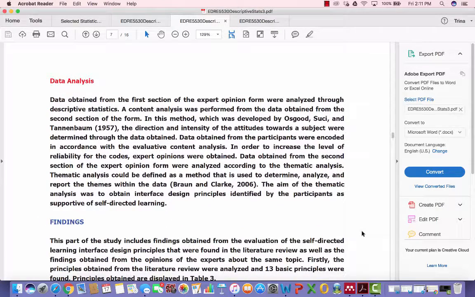Now in the data analysis section, using the words of the authors again, data obtained from the first section of the expert opinion form were analyzed through descriptive statistics. The authors examined the strength and direction of experts' attitudes towards the design principles from the literature. And the authors used content analysis, that's that term again, and thematic analysis, both qualitative methods, to determine if the principles supported self-directed learning.